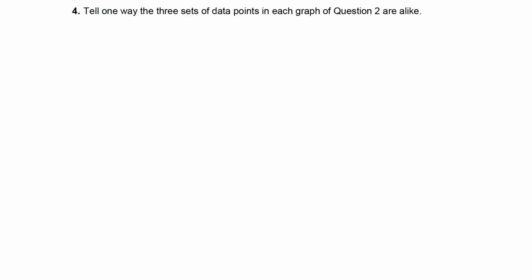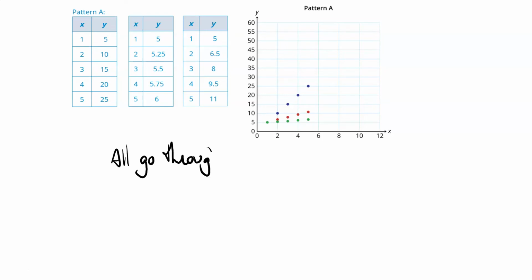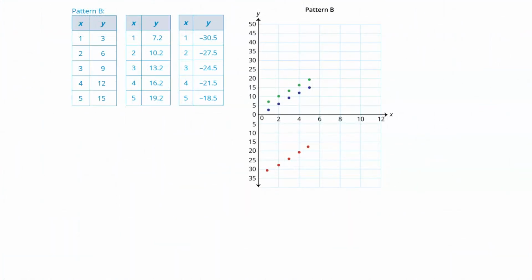Now we're asked to tell one way the 3 sets of data points in each graph of question 2 are alike. So let's go back and look at the graphs. Looking at the pattern A graph, one thing I notice is that they all went through the same point. In pattern B, one thing I notice is all of the lines are parallel.